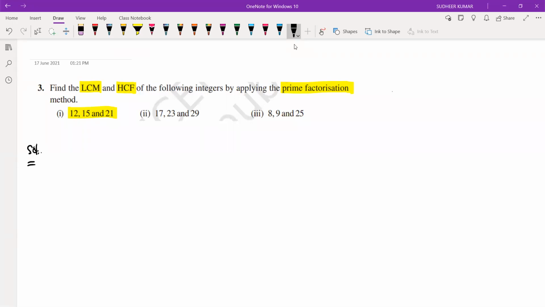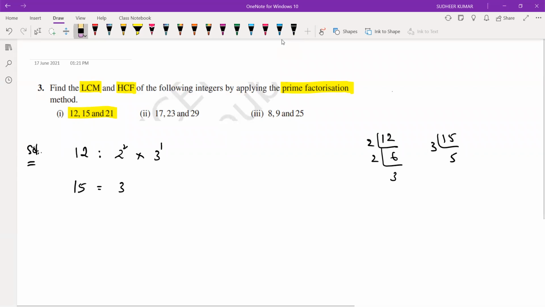Let us write the prime factors of 12. We can write 12 as 2 times 6, and 6 as 2 times 3. So it is 2 squared, 2 power 2, written in exponential form. It is easy to find LCM and HCF this way. Next, 15 is 3 times 5. So it is 3 power 1 into 5 power 1.